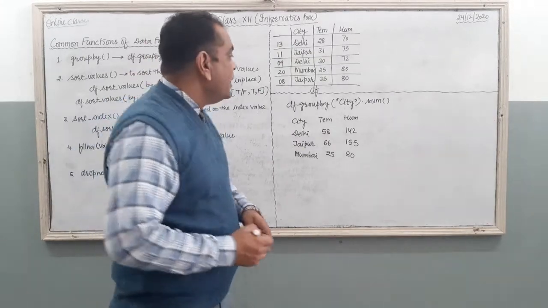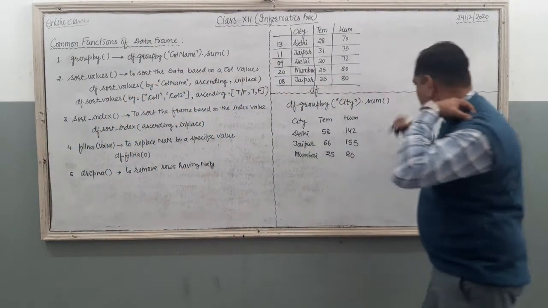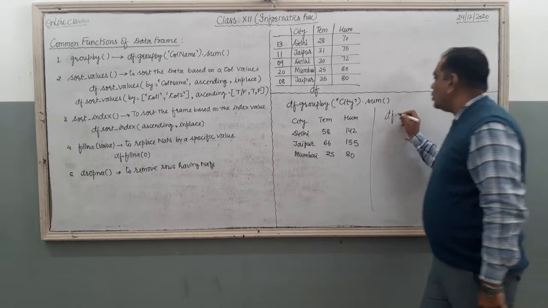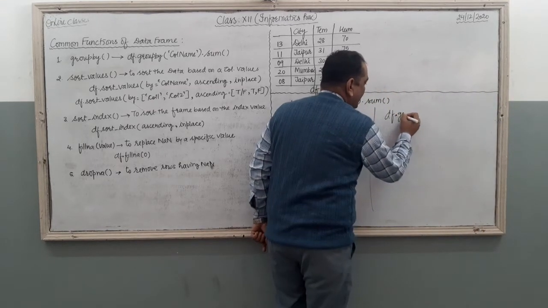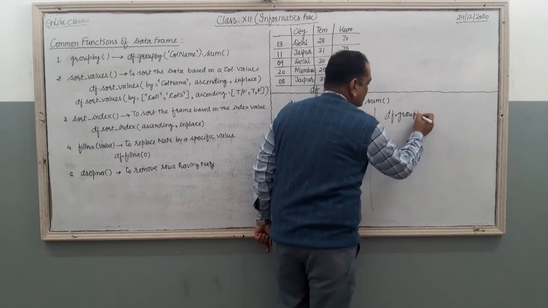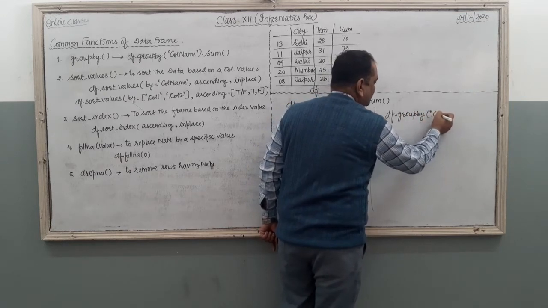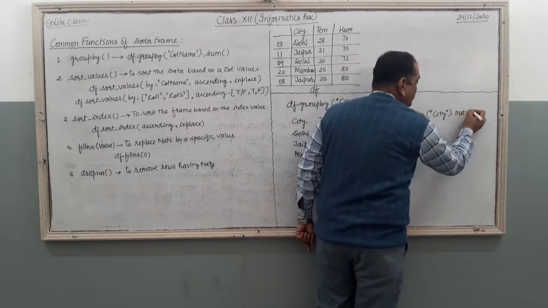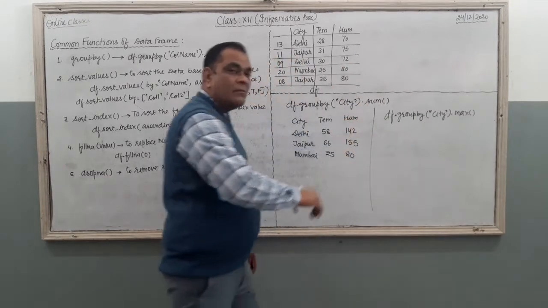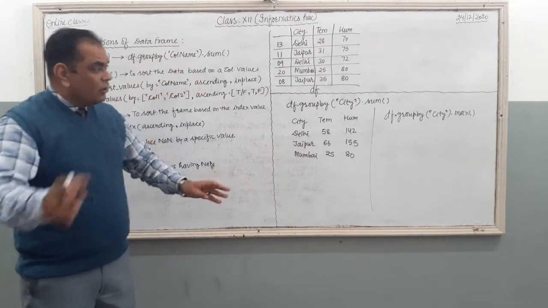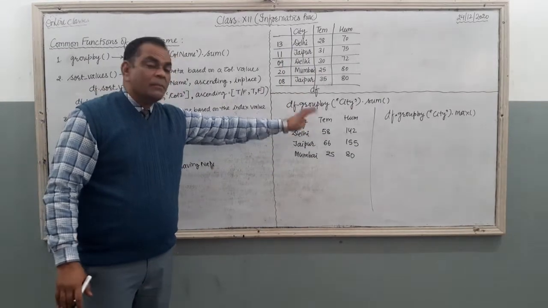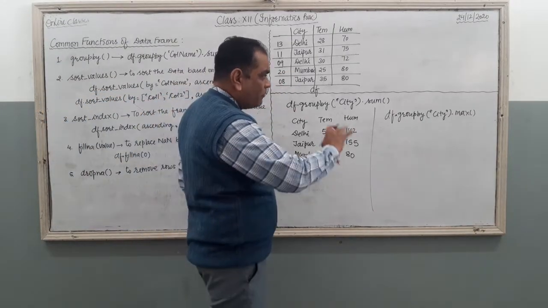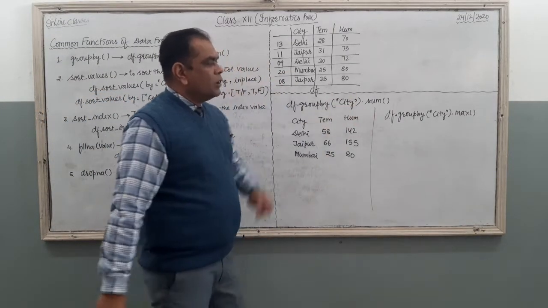Now suppose if I use the command max, what will happen now? My second command is df dot group by, and here the column name, it is city, and then I just put dot max. You can use max, min, sum, average, mean, all the mathematical functions, or we can say aggregate functions on this specific group with this group by command. So now what will be the output?